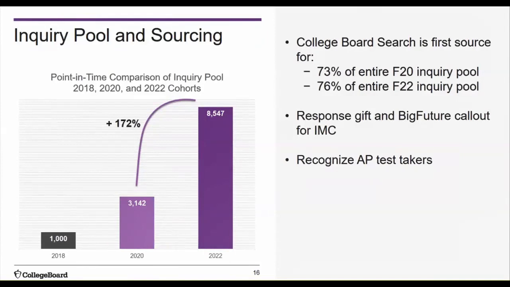Including our high school dual credit students, over 80% of our inquiries are first sourced by College Board. Though we have several inquiry generating partnerships, first source named by College Board remain well over 80%.